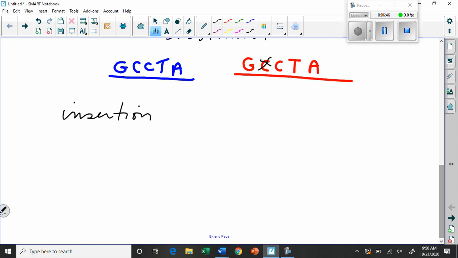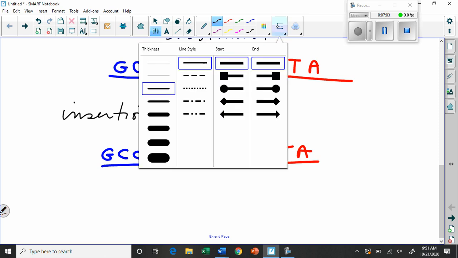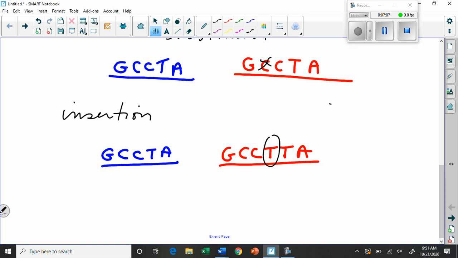This can happen at one spot. An insertion would be when you add a base in. So an insertion would be GCCTA as the normal DNA strand, but somehow we get GCCTTA, and we can see here that we have an extra T that's been inserted in. Right there. That's the insertion.